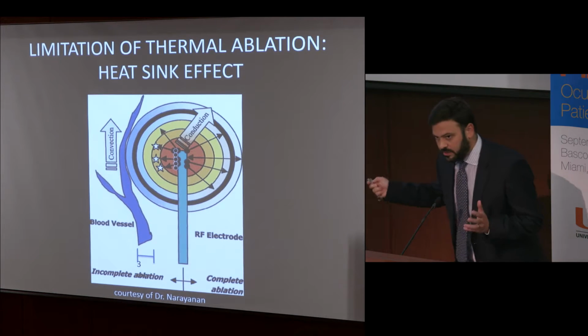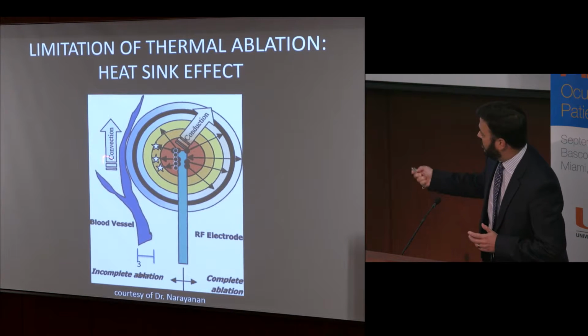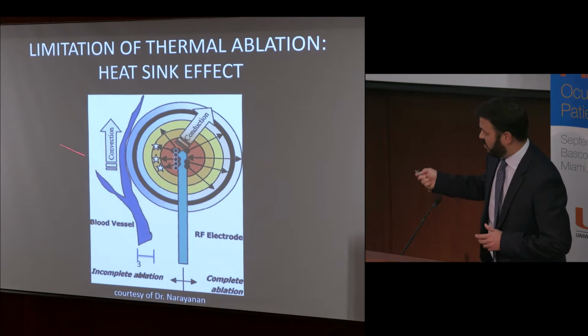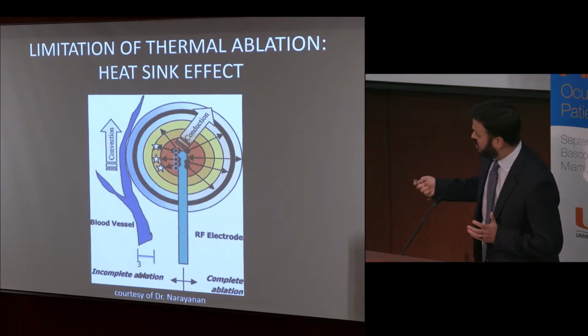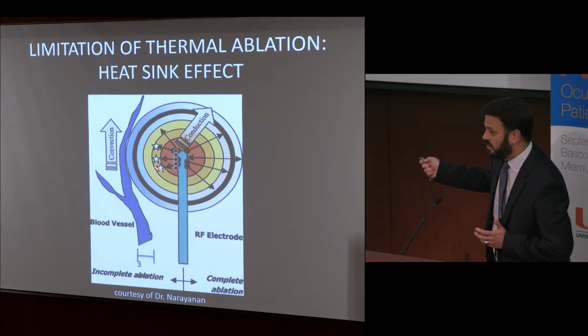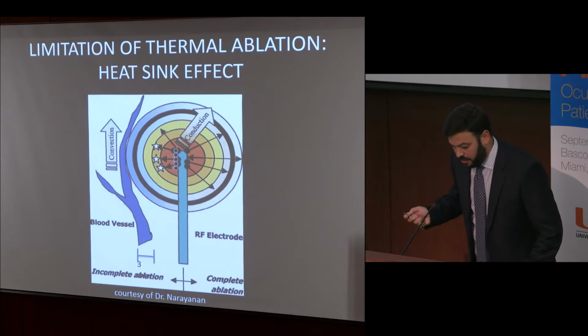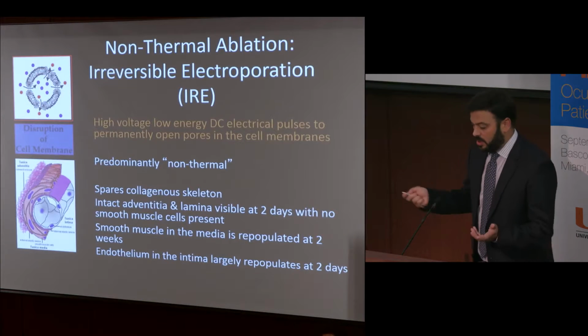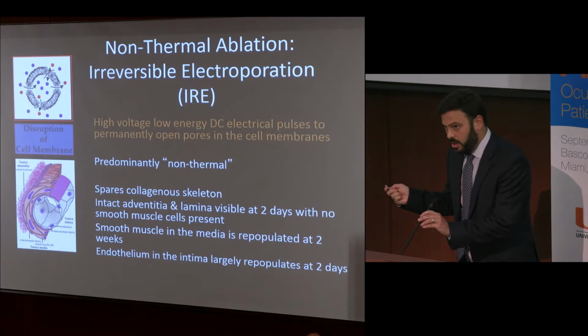So when we treat liver lesions that are near big blood vessels like the portal or hepatic veins, we should consider other treatments, because often what's going to happen is we're going to have incomplete treatment of the lesion near the vessel. So that's where irreversible electroporation comes into play.